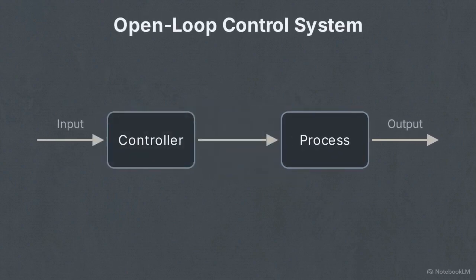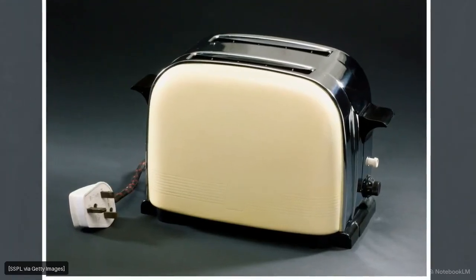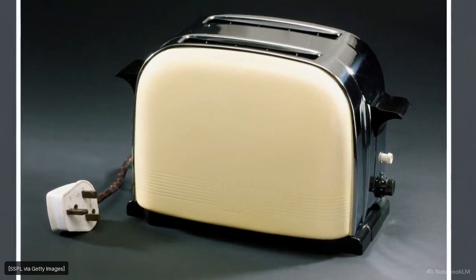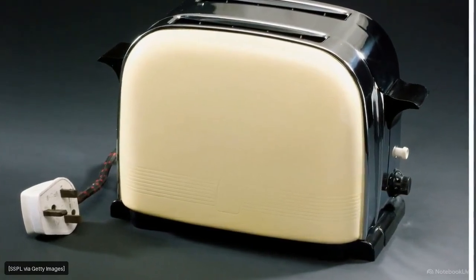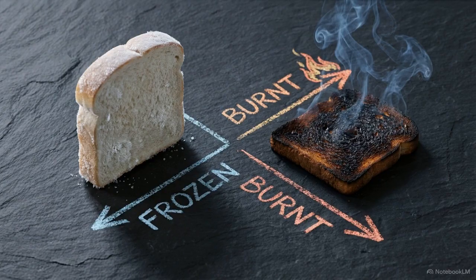The most basic configuration is an open-loop control system. In an open-loop architecture, the output has absolutely no effect on the control action. A classic toaster operates on an open loop. You set the timer dial as your input, and it runs blindly. If the bread is frozen, it stays pale. If the slice is thin, it burns.